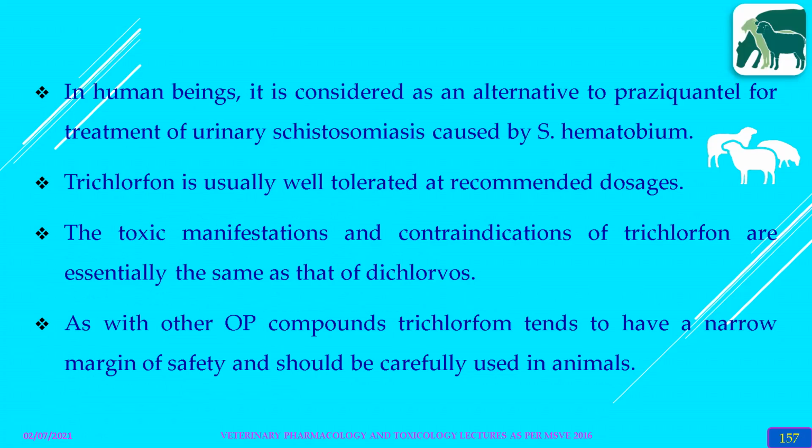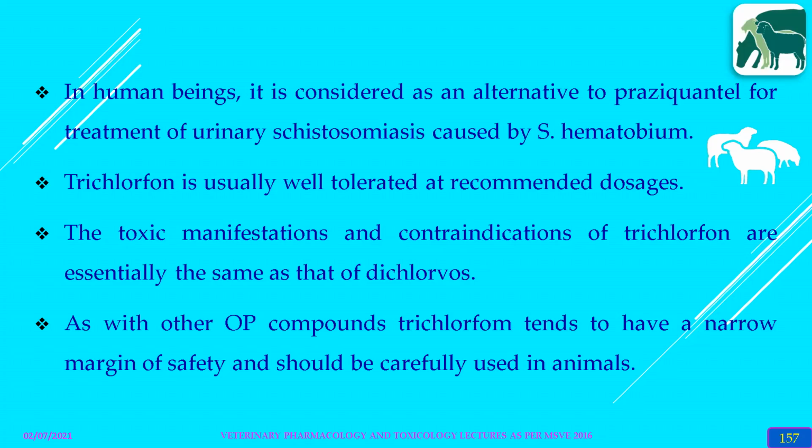Once upon a time, this was used in human beings as an alternative to praziquantel for the treatment of urinary schistosomiasis only, because praziquantel, even though it is sometimes effective against some of the other schistosomiasis, does not have good concentration in the urinary tract. Hence, trichlorfon was used. And when compared to the other OPC compounds, this is a little safer. The toxic manifestations and contraindications of trichlorfon are the same as dichlorvos.